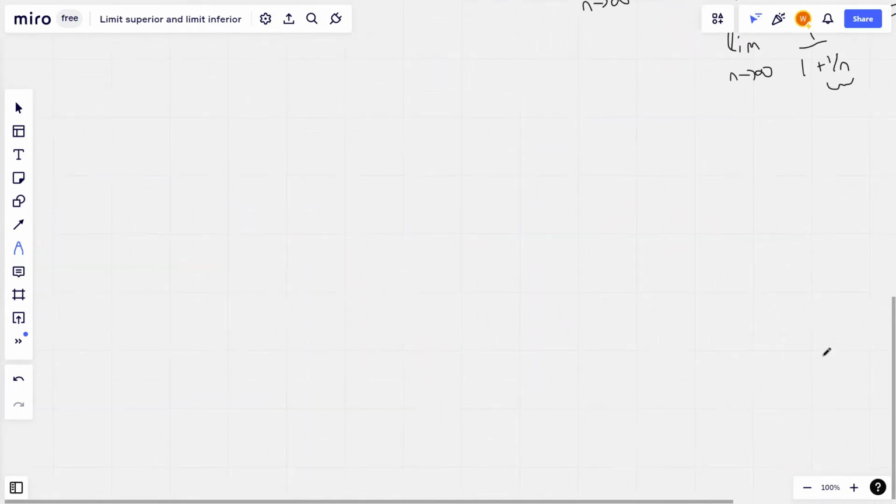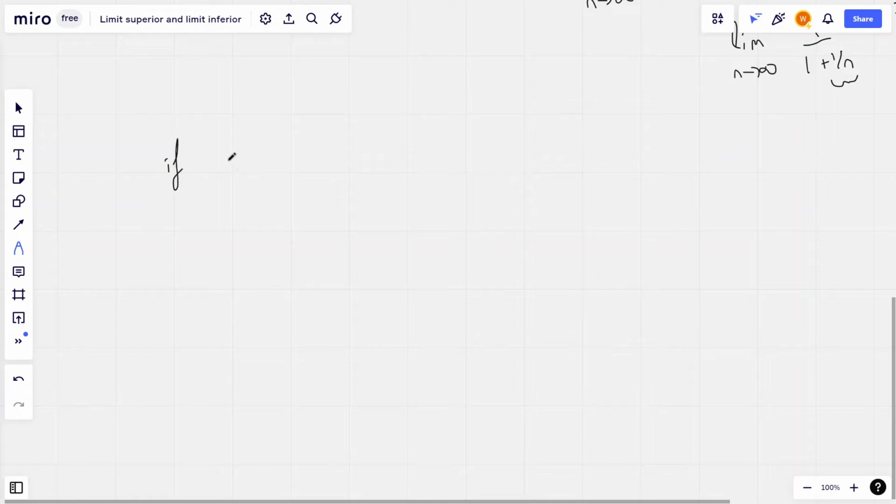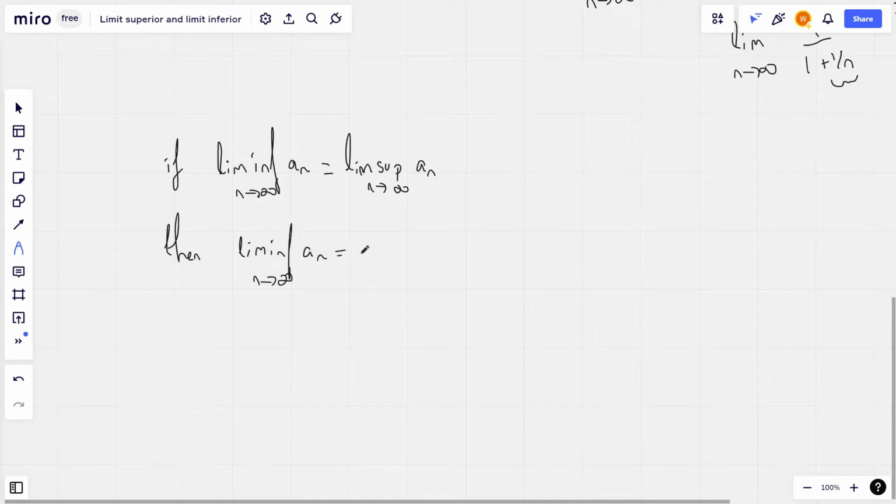Okay. So now to go on to a little bit of a harder example, I'll introduce a few things firstly, and then I'll solve a problem using solely the limit inferior and limit superior. Okay, so firstly, if we have the limit inferior of a sequence equal to the limit superior of a sequence, then we have that the limit inferior is equal to the limit superior, which is equal to the limit itself.